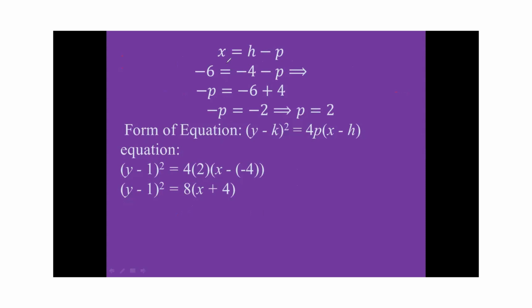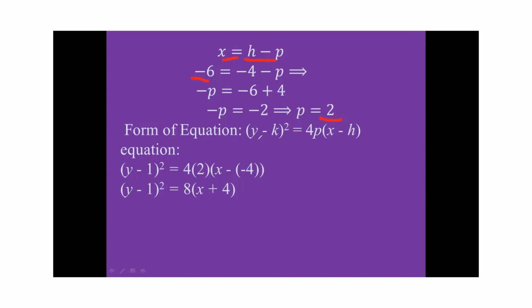This is the equation of the directrix: x equals h minus p. x is minus 6, which is the directrix, and h is minus 4. The question is to calculate p. Substitute all the numbers and solve. p equals 2.